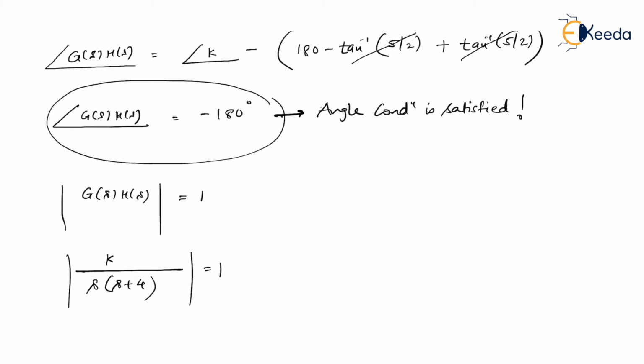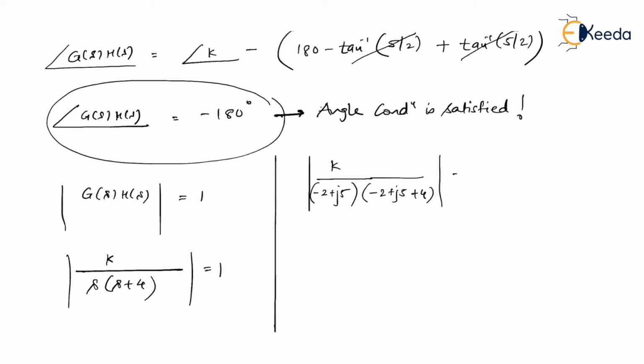But we are actually doing it for a particular point. So let us substitute the value of s. So what was the value of s? S was minus 2 plus j5. Let me substitute. So k upon minus 2 plus j5 multiplied by minus 2 plus j5 plus 4, this should be equal to 1. That is the condition.